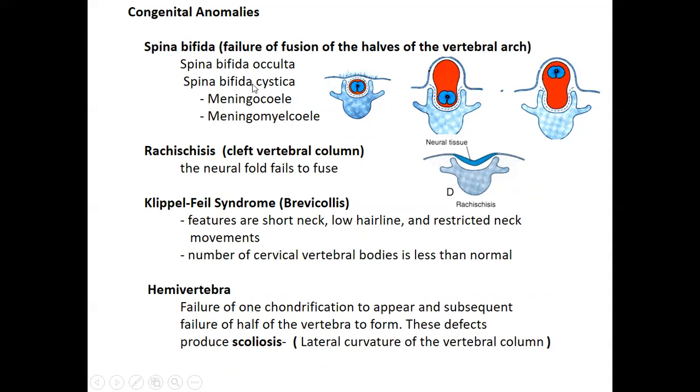Cystica forms a cyst, and occulta is covered by the skin here. It's not obvious.